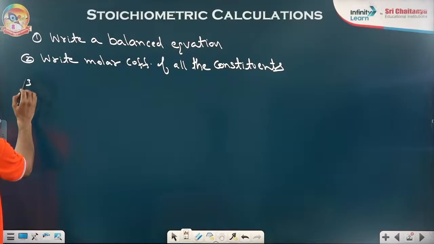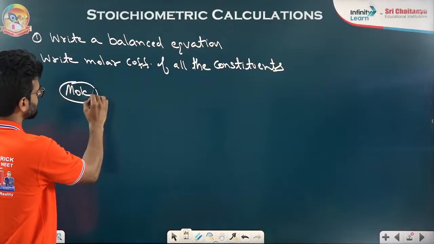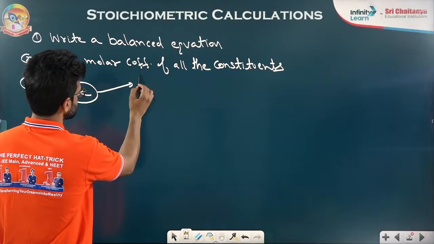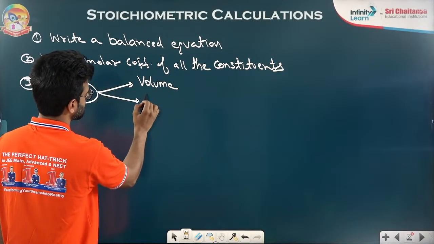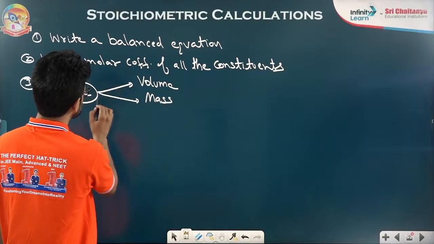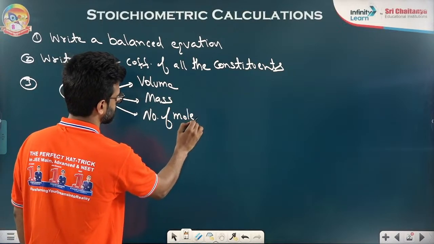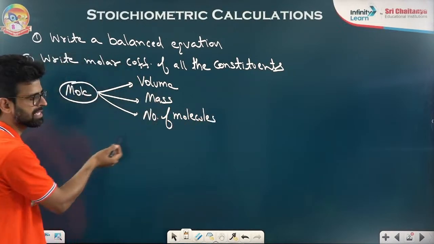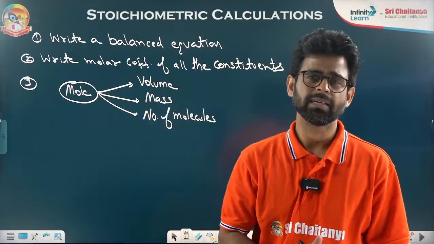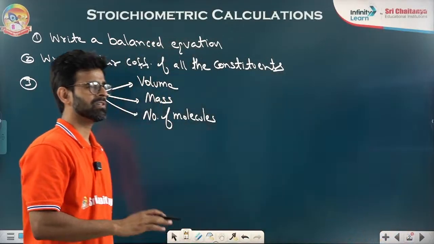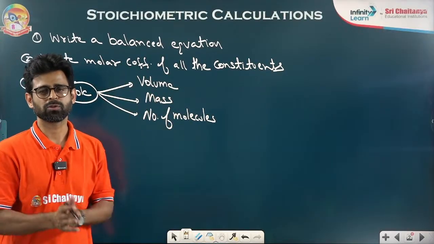And third thing, we have to use this one. We know what is mole. From mole we can get what? We can get volume easily. Sometimes we can get weight, or you can say mass, or maybe sometimes number of molecules or atoms or ions or whatever we want. This we have seen in the last lecture, so we'll use it in our upcoming questions. So our main thing is you have to balance the equation, and then we have to use these 3 formulas of mole to solve our questions.